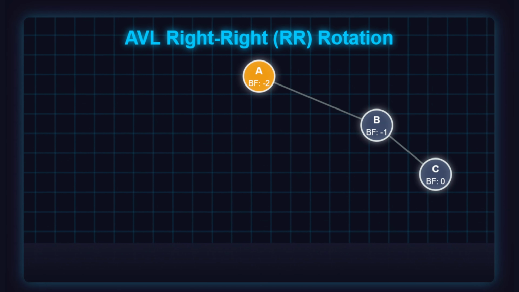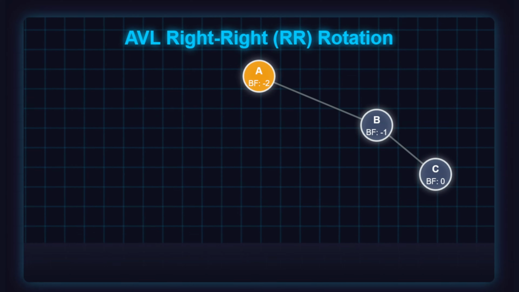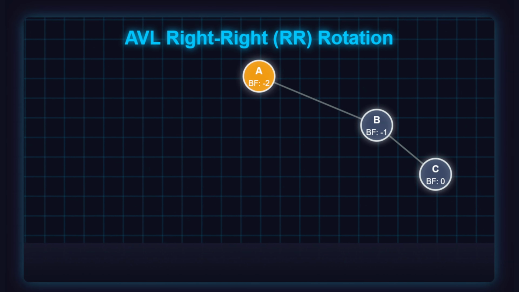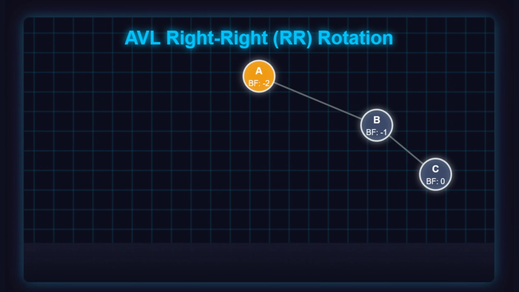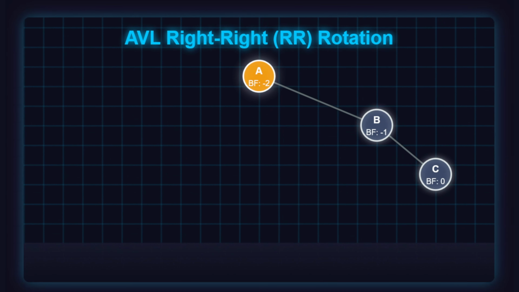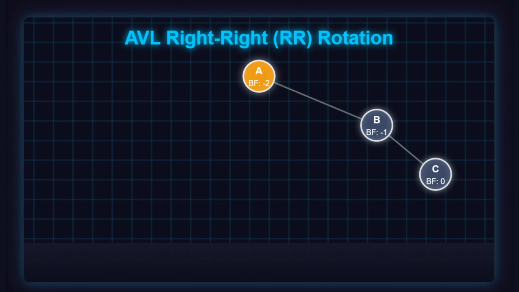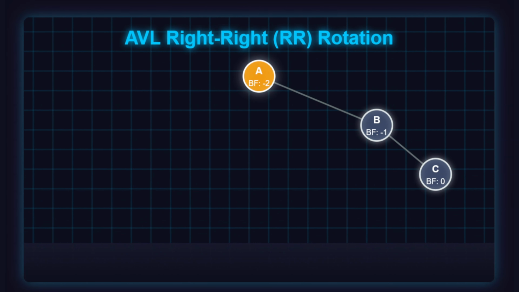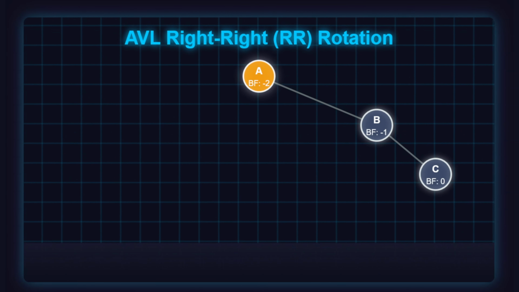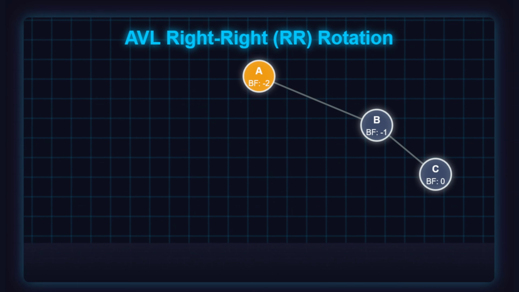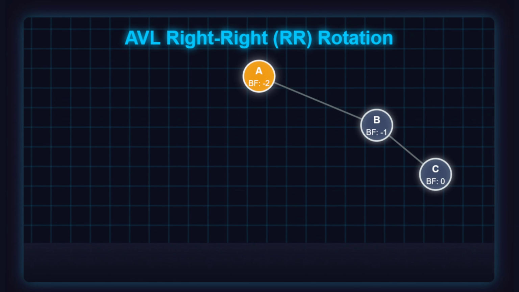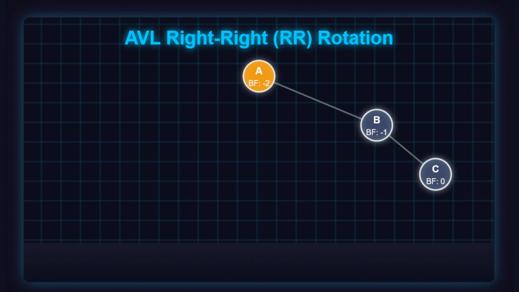We highlight node A, whose balance factor of -2 signifies an imbalance. Its right subtree is significantly taller. Since the imbalance is on the right side of node A, and further down, its right child, node B, also has a right child, node C, this is categorized as a right-left RR imbalance. To rectify this, we perform a single left rotation at node A.